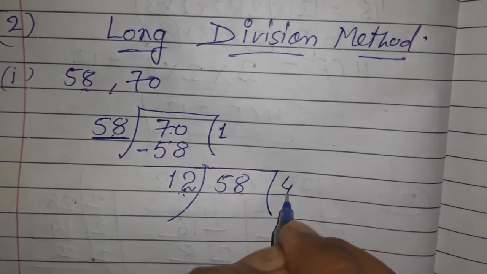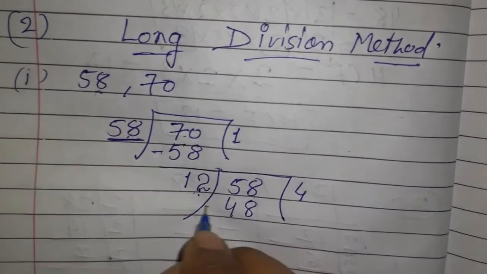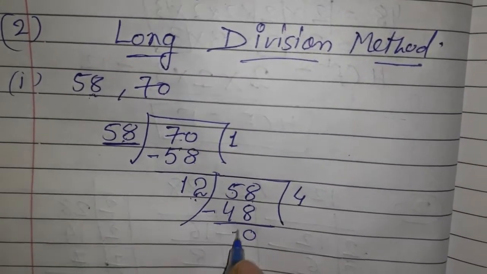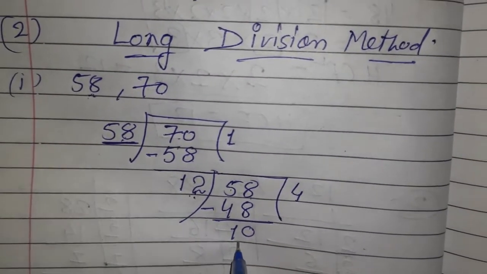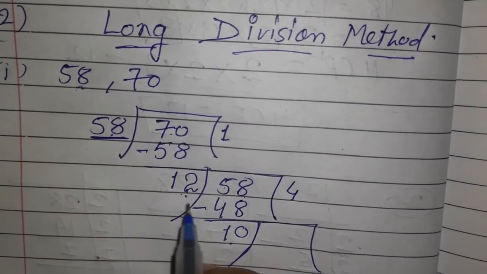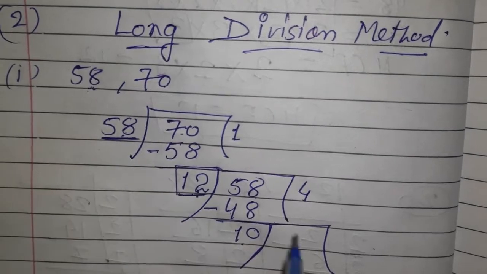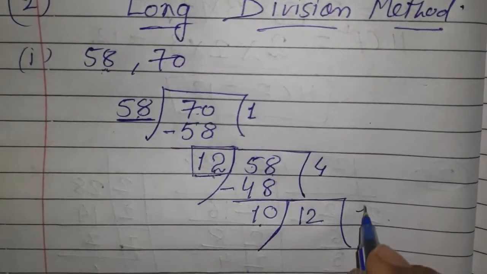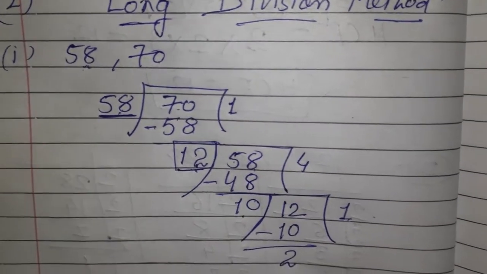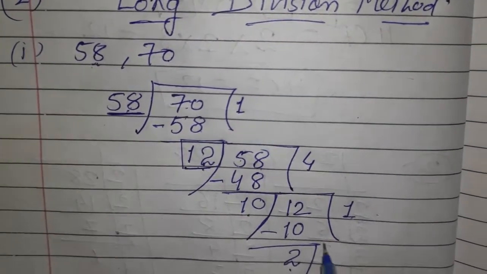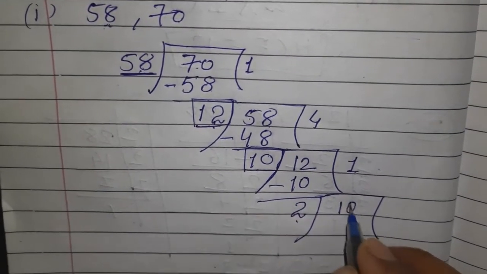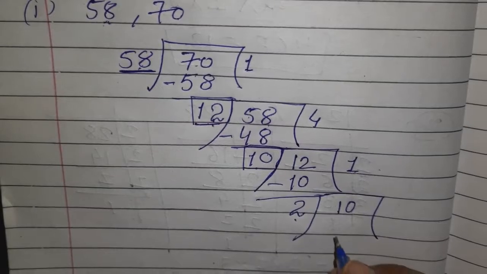12 4s are 48. From 8 subtract 8, 0. From 5 subtract 4, 1. Now again you are getting remainder 10. Now again make this the divisor. This will become the divisor, and the dividend will become this 12. Now this 12 will come here. 10 ones are 10. Then 2. So what you do? Again this 2 will become the divisor, and which number will come inside? This divisor 10. You do this till you get remainder 0.